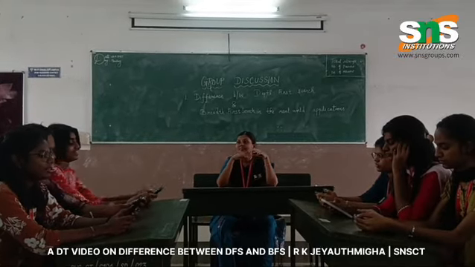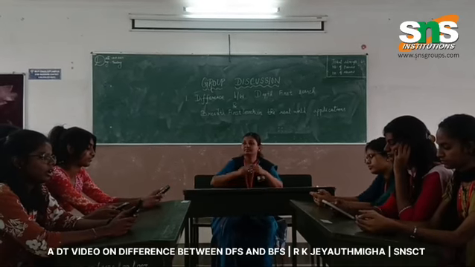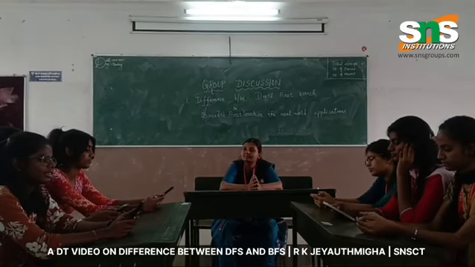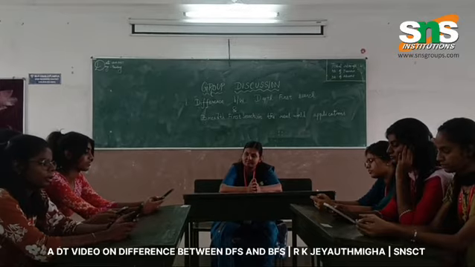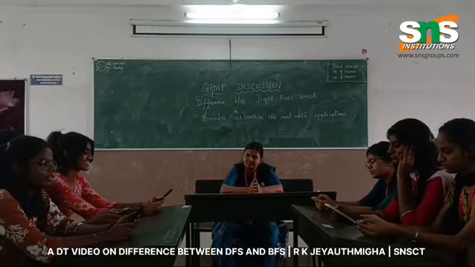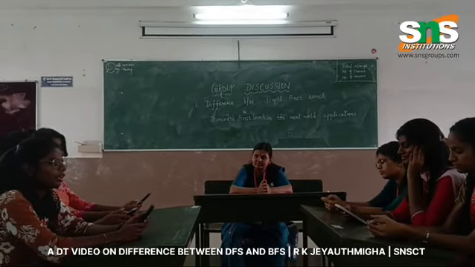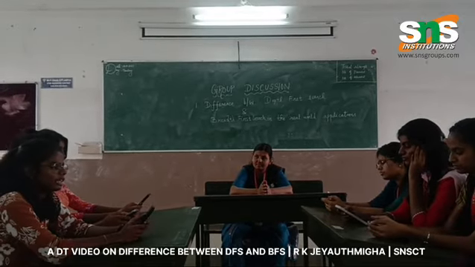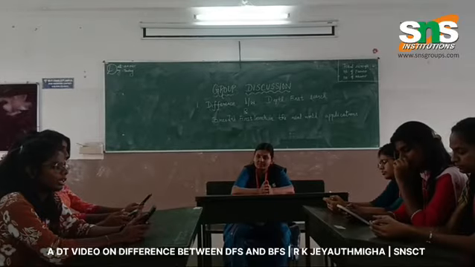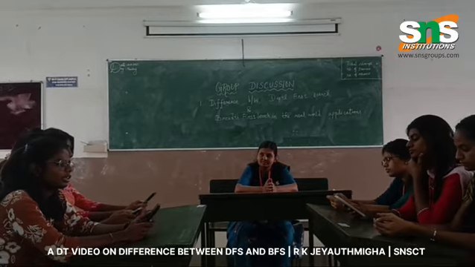DFS explores as far as possible along each branch before backtracking. BFS explores all neighbors before moving to the next level. DFS uses a stack. BFS uses a queue. DFS may not always give the shortest path. BFS always finds the shortest path in an unweighted graph. DFS requires less memory since it stores only a single path. BFS requires more memory as it stores all nodes at the current level.